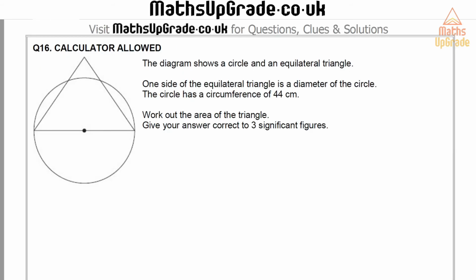Question 16. I'm given a circle and an equilateral triangle. One side of the equilateral triangle is the diameter of the circle, and you can see that here. It goes through the middle, it goes from edge to edge. I'm told that the circle has a circumference of 44 centimeters, so that's the distance all the way around that circle. I have to find the area of the triangle.